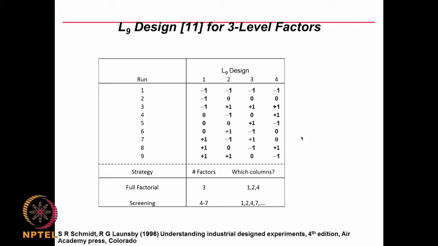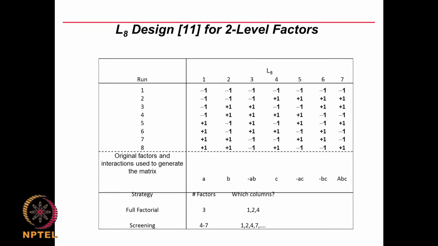So, if I want to do a full factorial design, I will take 3 factors, I can do column 1, column 2 and column 4, okay. Or for a screening design, like that you can keep on doing it, you can add many factors actually.